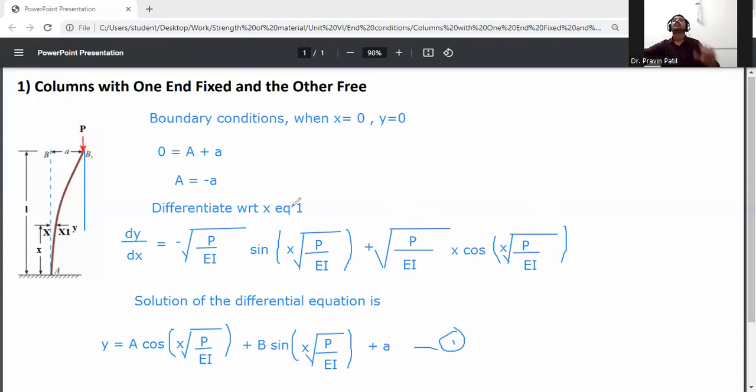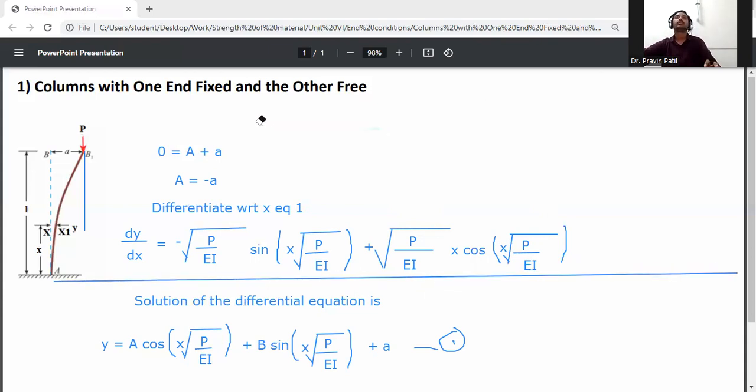Okay, so apply the second boundary condition. I will write it down here. This equation we will require, so I will erase this part. So a is equal to minus a. I will put here a is equal to minus a. Next, differentiate with respect to x. This one is equation number 2. Apply the second boundary condition.